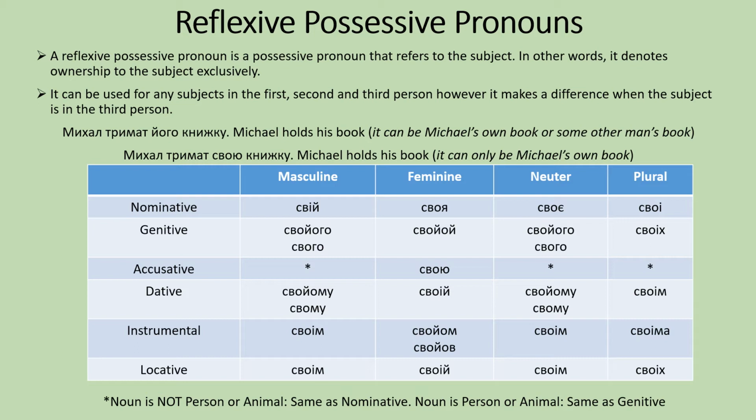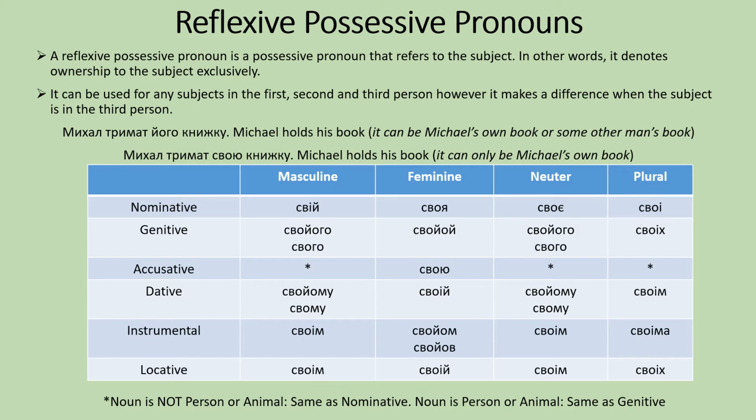For the instrumental case, the masculine is swoim. The feminine is swojom, or alternatively, swojo. The neuter is swoim. The plural is swojima.